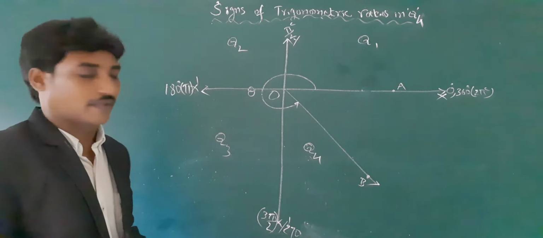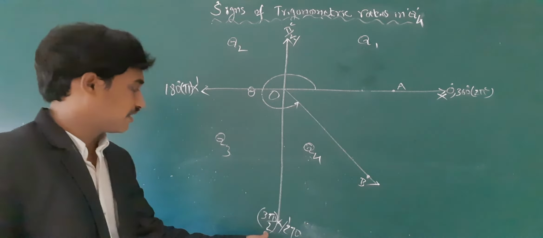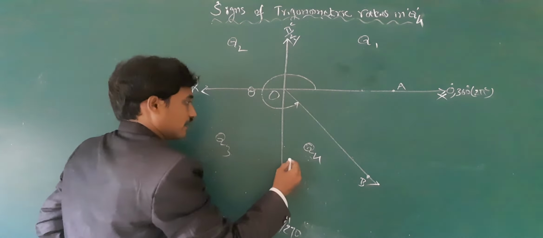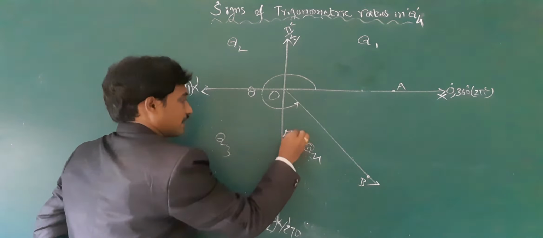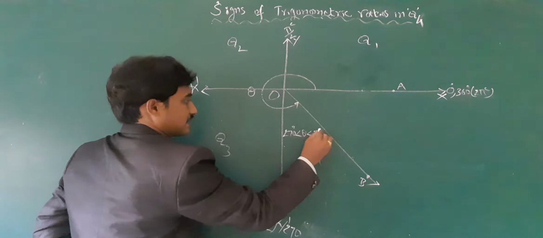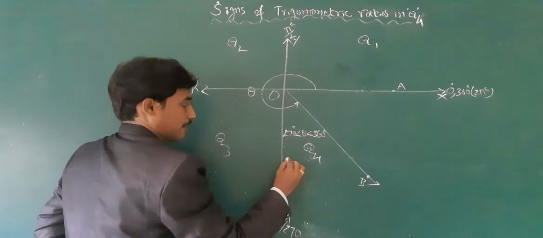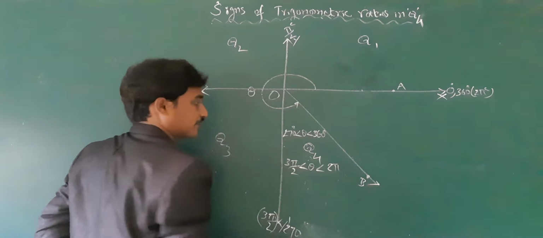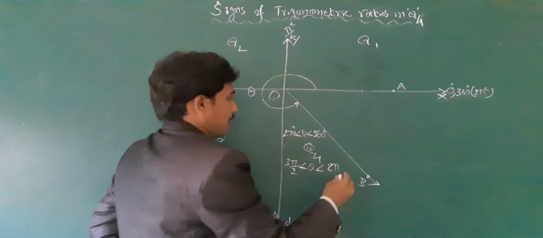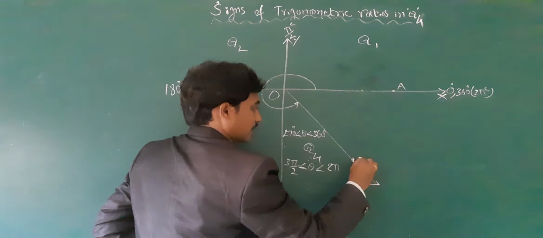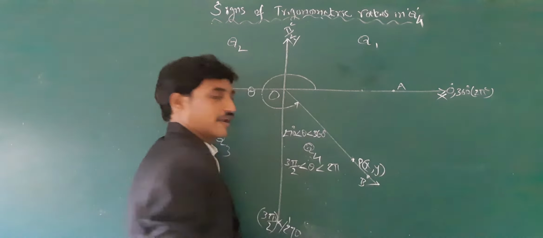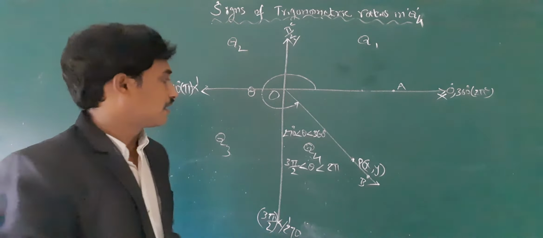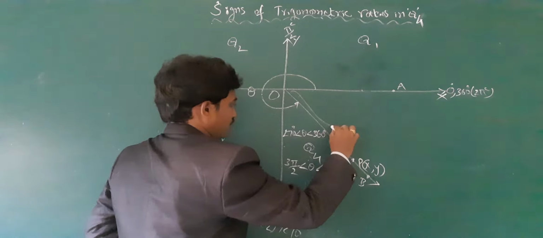Here theta is in the fourth quadrant, that is in between 3 pi by 2 and 2 pi radians. So 270 degrees less than theta less than 360 degrees, or we can write 3 pi by 2 radians less than theta less than 2 pi radians. Here I am taking P(x, y), a point on the terminal side, and the length of OP as r.